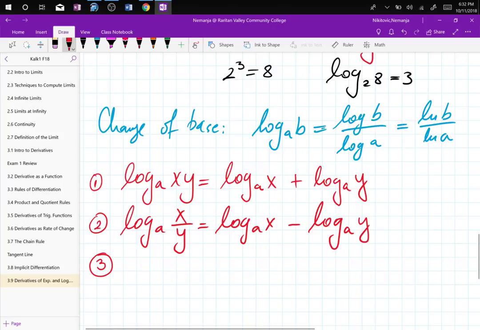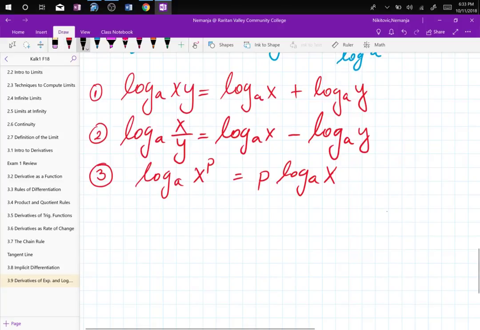And finally, the last one is the one that deals with exponents. So log base A of x to the p is p log base A of x. So the exponent just escapes, but it escapes as the multiplication. Now, why is this important? It's going to be important for our logarithmic differentiation, but before we dive into logarithmic differentiation, we have to learn derivatives of basic log functions. So here we go.